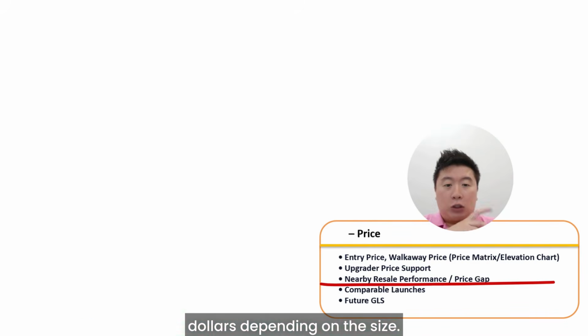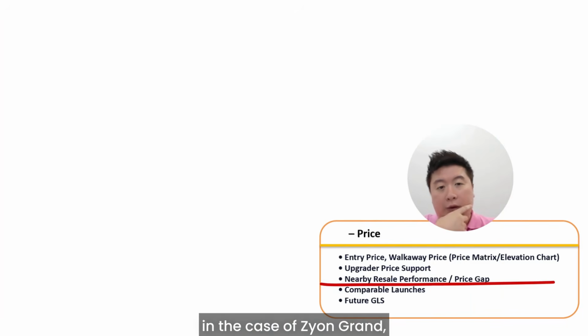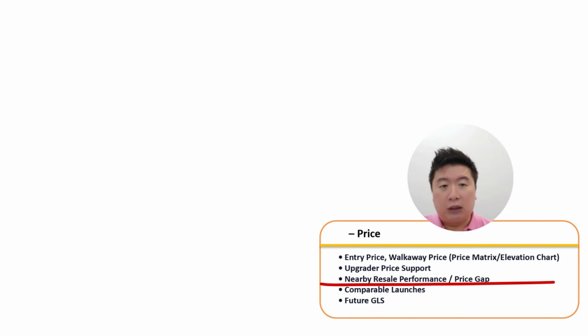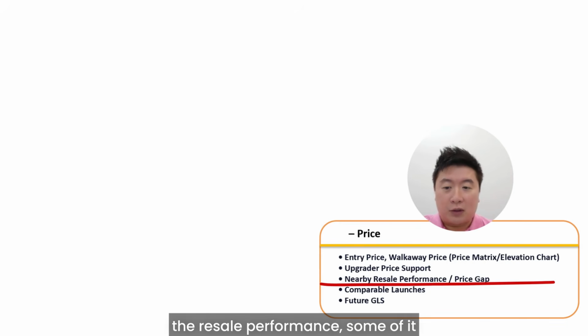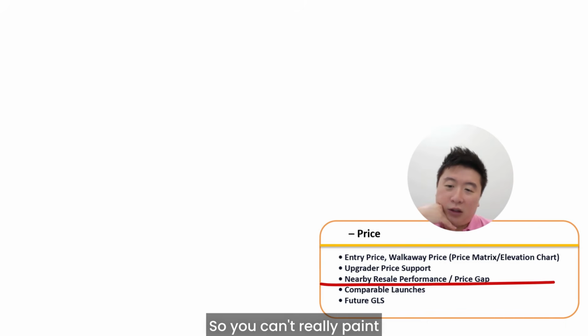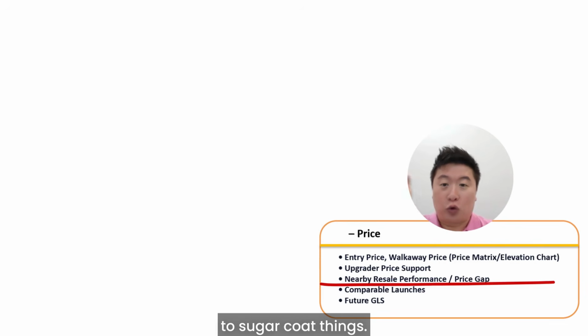Right. Okay, so for the nearby resale performance, in the case of Zion Grand, because they're so near to the River Valley and CCR projects, some of the resale performance is actually quite heavily impacted by the ABSD 60% tax on foreigners. So you can't really paint a good picture, or at least an accurate picture. I mean, I'm not trying to sugarcoat things.